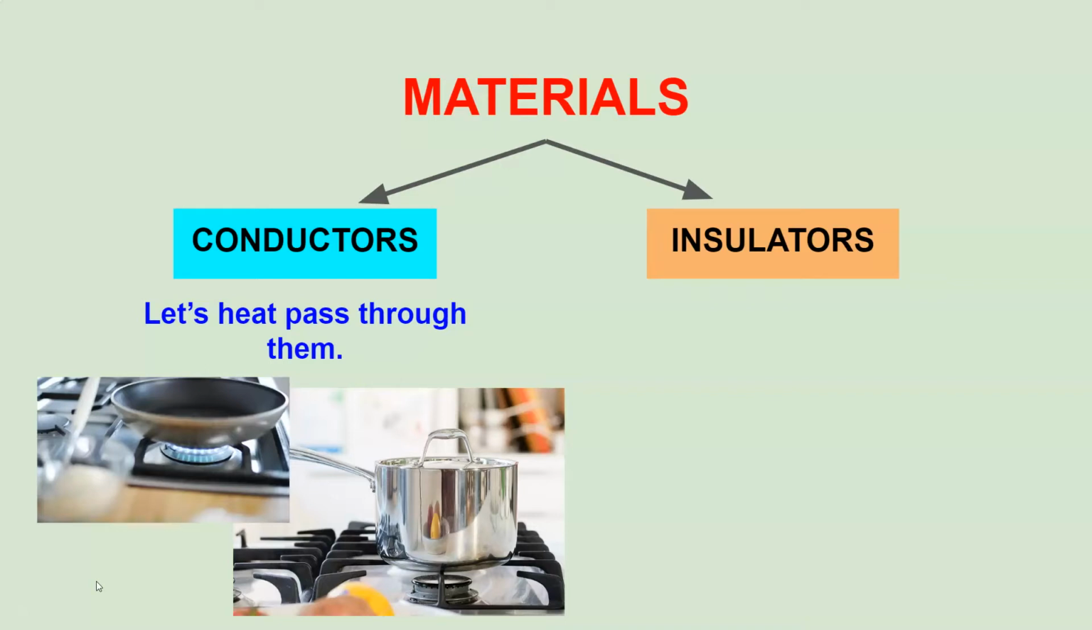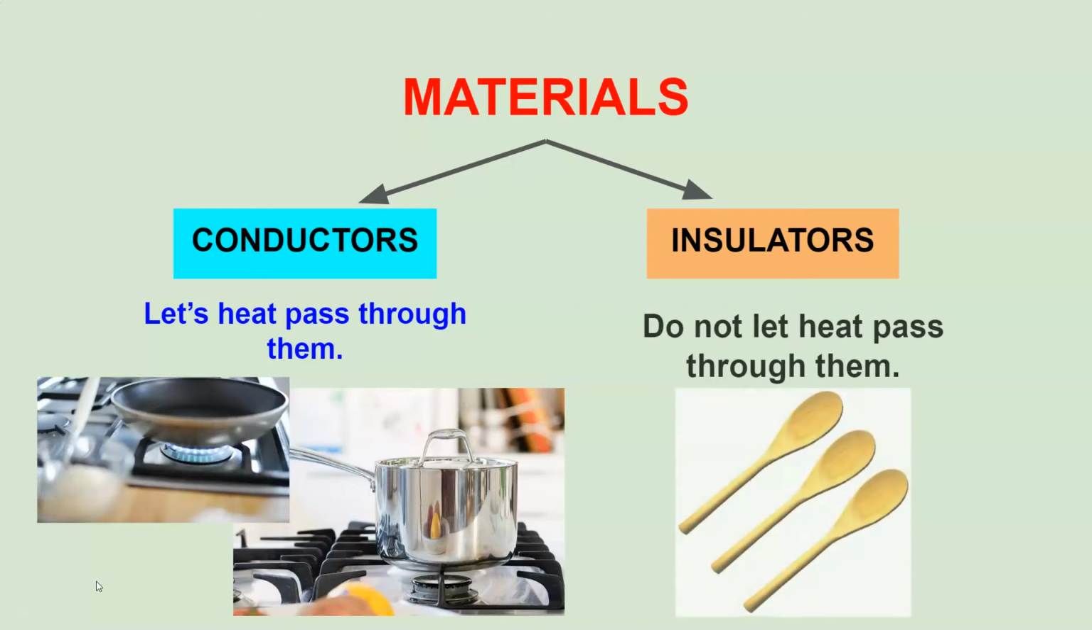Now, the opposite of this is an insulator. These do not let heat pass through them. And we want this kind of material also for cooking. For example, wooden spoons. You wouldn't want heat to pass through the spoons you're using to cook, or else you would burn your hand. So one example of an insulator is wood.